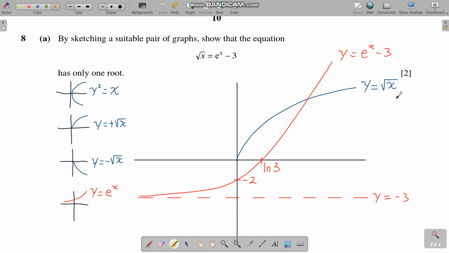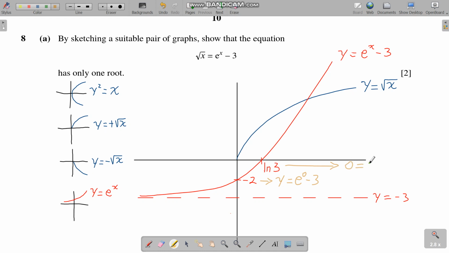And for e to the x minus 3, remember this is the basic shape of e to the x. So we slide this graph 3 units downwards. So the horizontal asymptote will be minus 3, and then the y-intercept and x-intercept. The y-intercept here is when x is 0. So this is y equals e to the power of 0 minus 3, which is minus 2. And the ln 3 here is because this is the x-intercept when y equals 0.